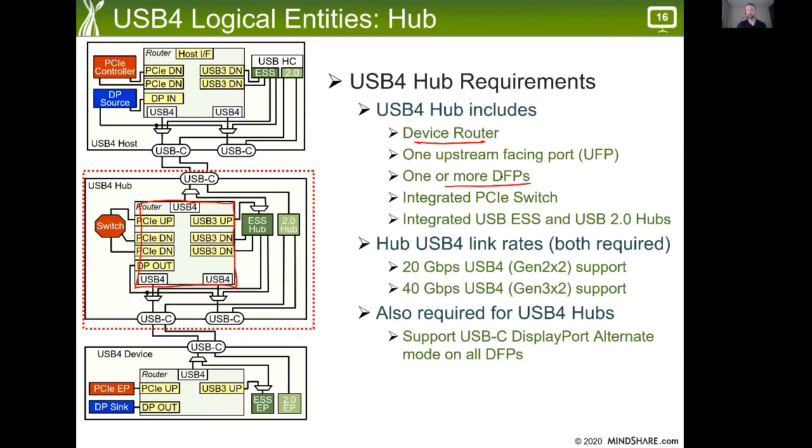Of course, we can have one or more downstream facing ports, traveling away from the host. It is required, and this is interesting, USB 4 hubs are required to have an integrated PCI Express switch. And this is where you can start seeing the tunneling nature of USB 4. Because what's going to happen is we're going to tunnel native PCI Express traffic. We're going to do very, very little modification to that full PCI Express packet. And we're going to shove that packet into a USB 4 packet. It's going to have a USB 4 wrapper, but it's PCI Express.